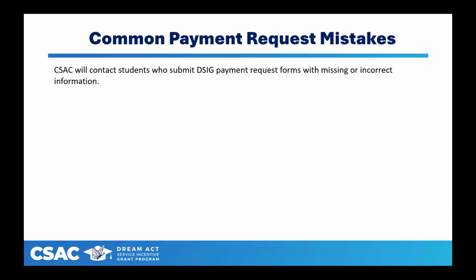Some common payment request mistakes that we see. Luckily, our DSIG team is amazing, so they will work with your students, but it does streamline the process and make it faster for students to get their money, of course, if they submit everything correctly up front. So just some things to point out if you are helping a student submit their payment request.